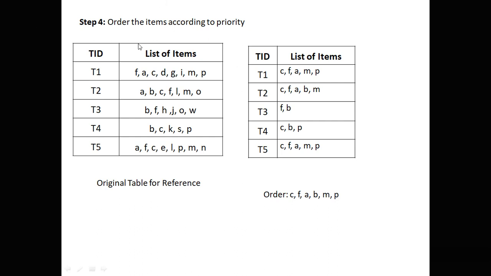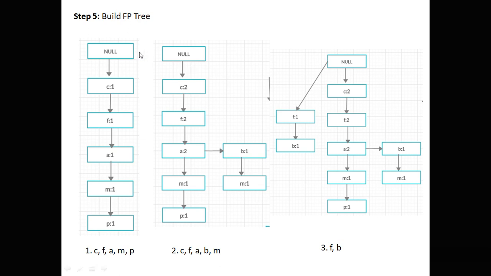Now we are not going to take all the elements, because some of the elements do not satisfy the minimum support criteria. We take only those elements which satisfy the minimum support criteria, and we take those elements in this particular order: C, F, A, M, P, because B is not present. So the transactions are C, F, A, M, P; C, F, A, B, M; F, B; C, B, P; C, F, A, M, P. Build the FP tree same as our previous example.